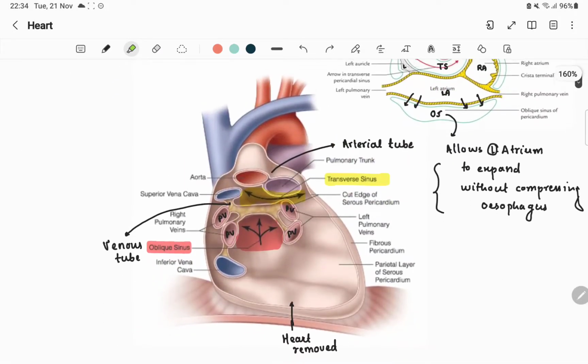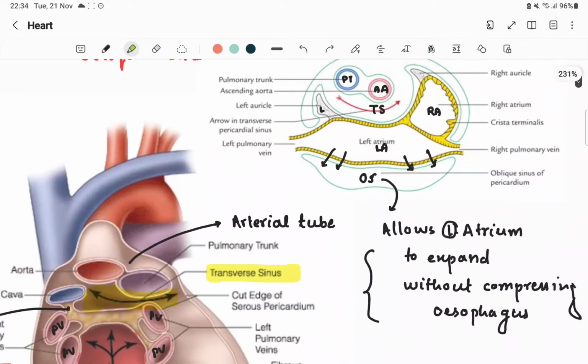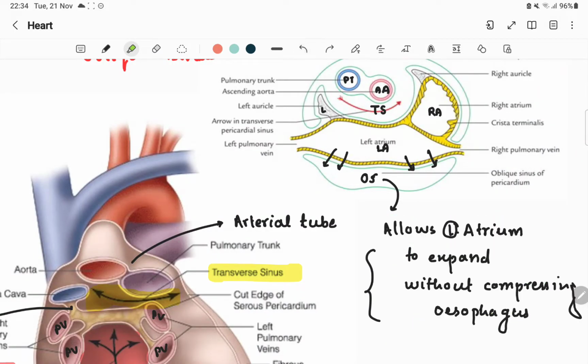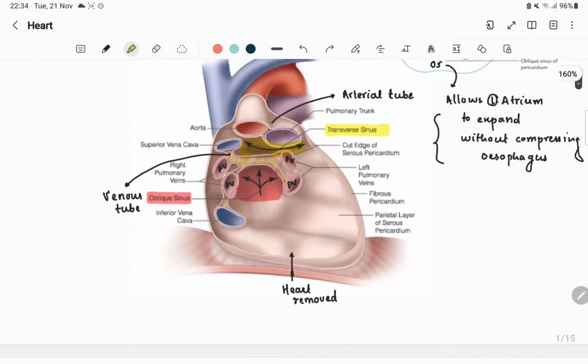If you understand the structure, what is the use of the oblique sinus? It allows the left atrium to expand without compressing the esophagus. Sinus means a space, so it is providing a space for the expansion of the left atrium, so as to prevent compression of the esophagus.